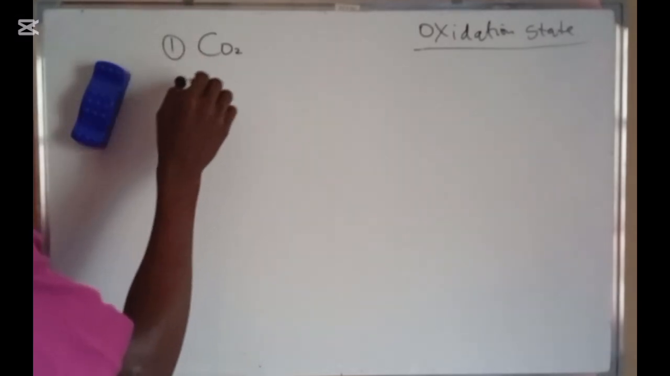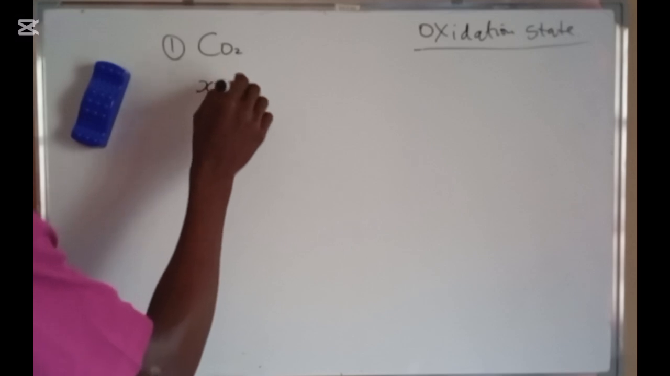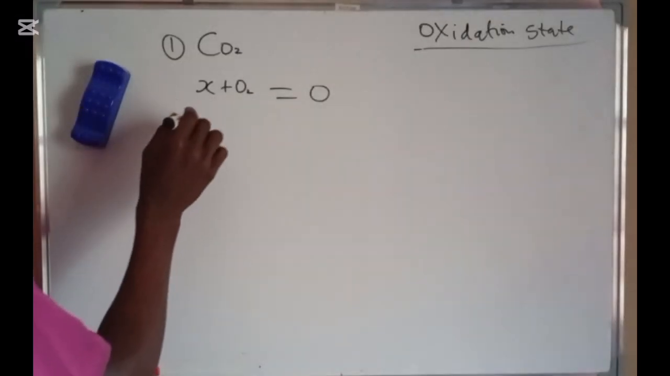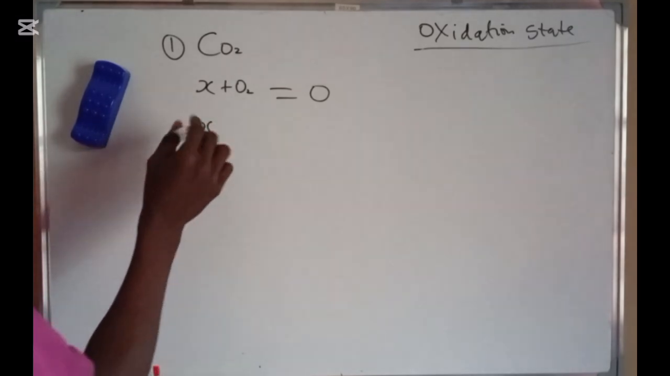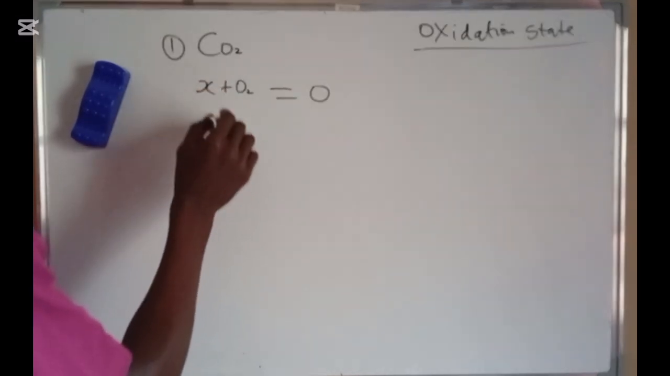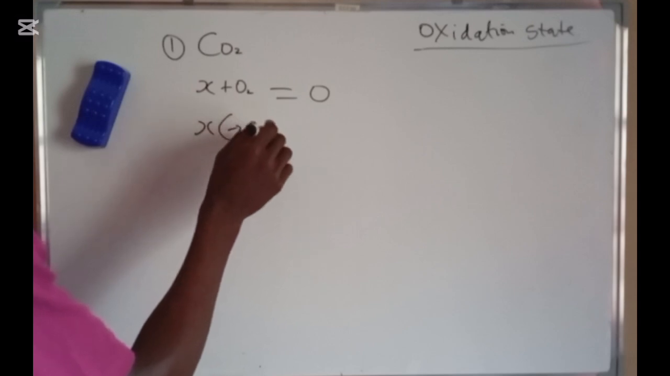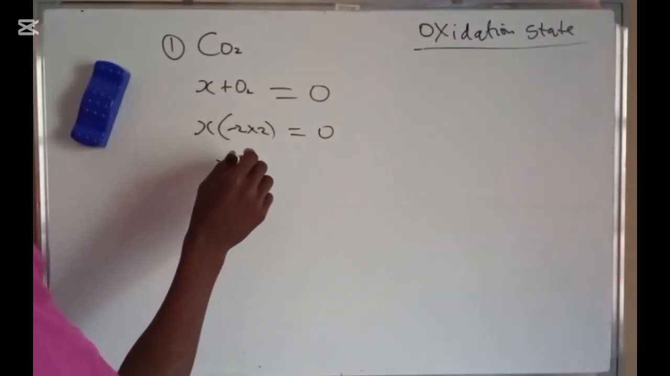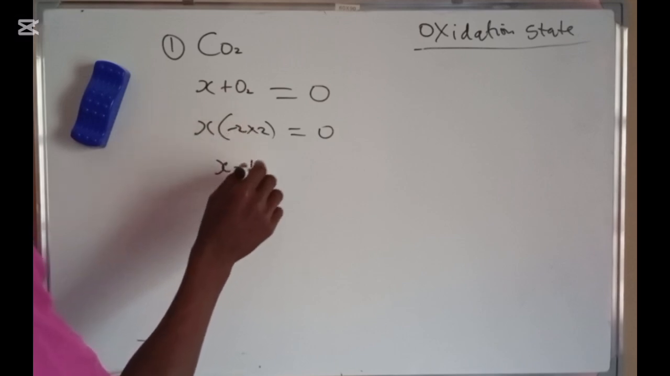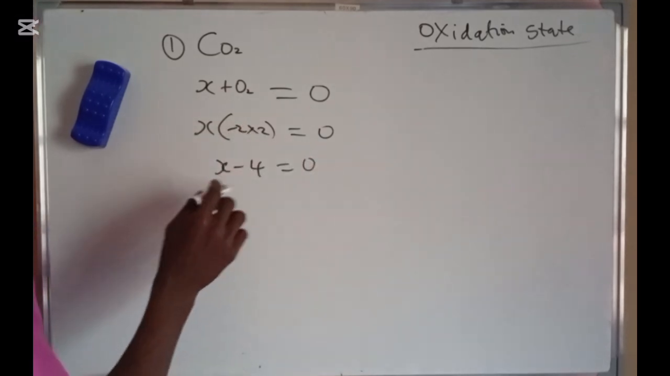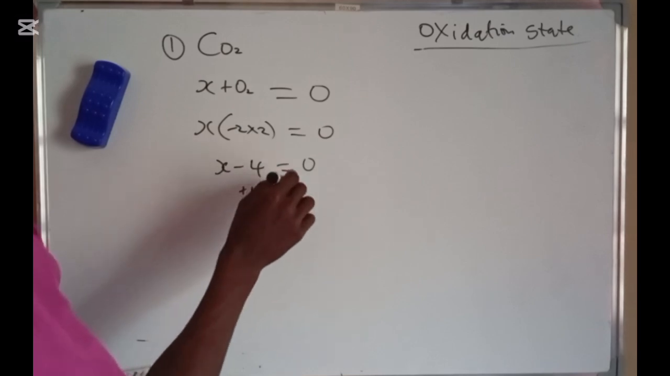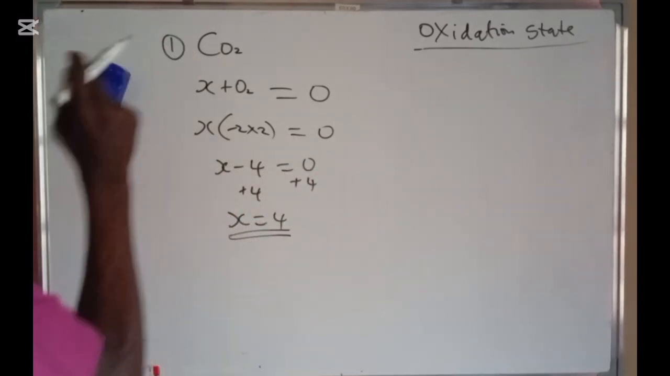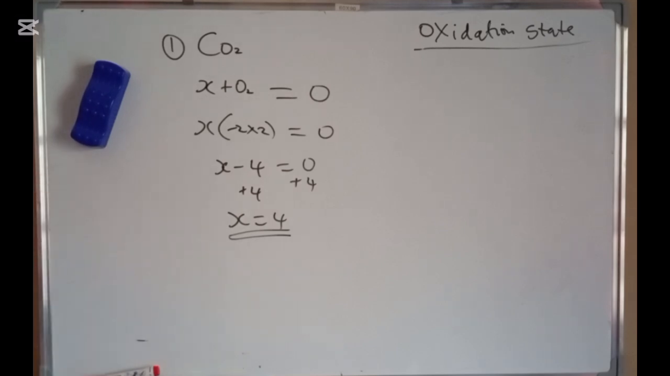That means the oxidation state of carbon, which is not known, plus the oxidation state of oxygen will sum up to 0. We don't know the oxidation state of carbon, but oxygen is -2, and there are 2 atoms there, so that is times 2. That is x minus 2 times 2, which is -4, equals 0. By adding 4 to both sides, we have x equals 4. So the oxidation state of carbon in carbon dioxide is +4.